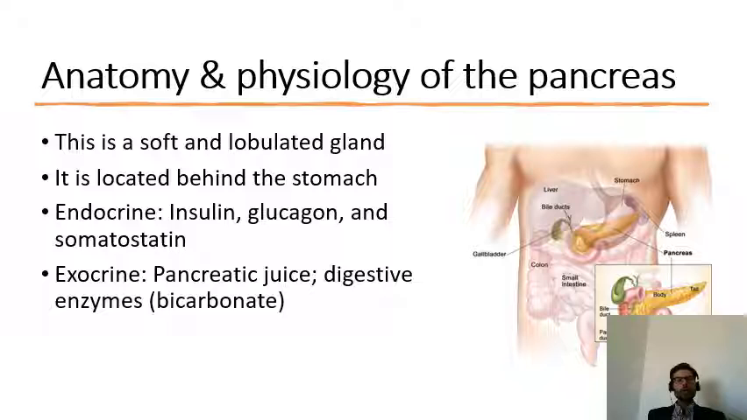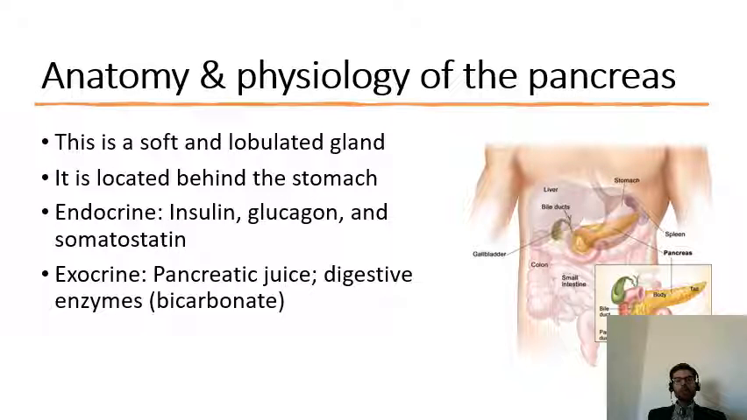So the pancreatic gland is a soft and lobulated gland which is located on the upper left quadrant of the abdominal cavity. The pancreas has three main parts: the head, body, and tail. It is located behind the stomach, and it has two main functions: the endocrine part, which is mainly producing hormones such as insulin, glucagon, and somatostatin, and the exocrine part, which is mainly producing pancreatic juice that goes to the digestive system and helps in the digestion process.